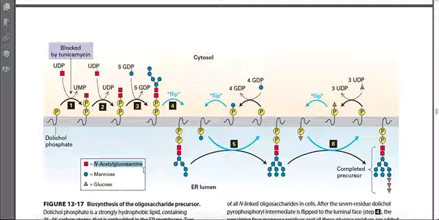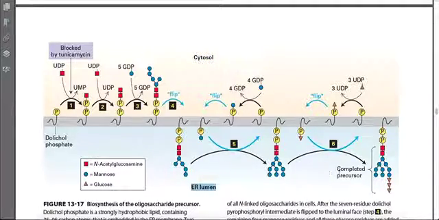It blocks the protein glycosylation, and in the later sections you will get to know that once the protein is not glycosylated, it is not functional. So protein is glycosylated in the cytosol as well as in the ER lumen.